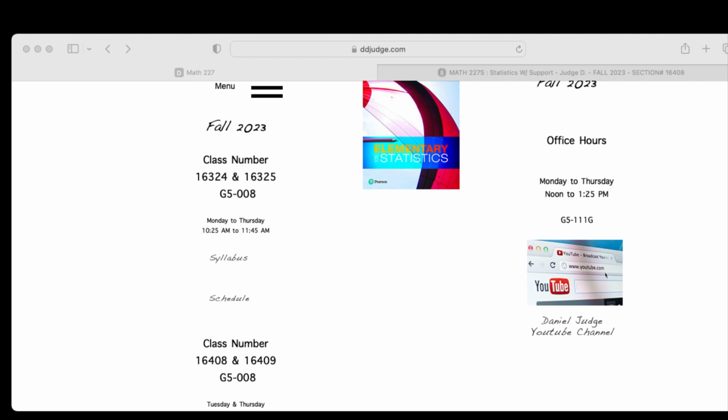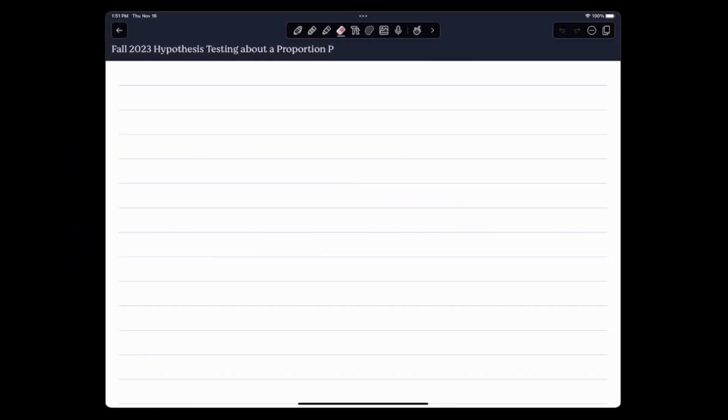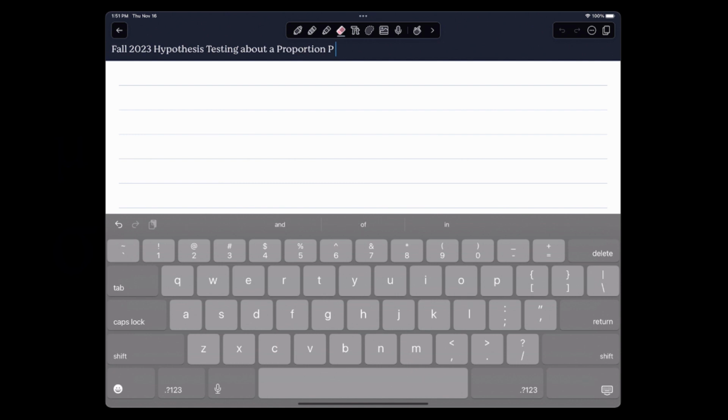So what section are you guys in? Do you guys remember? Are you 1-3? What is your section? 1-3, what's that? Let's find that out. 1-6408.